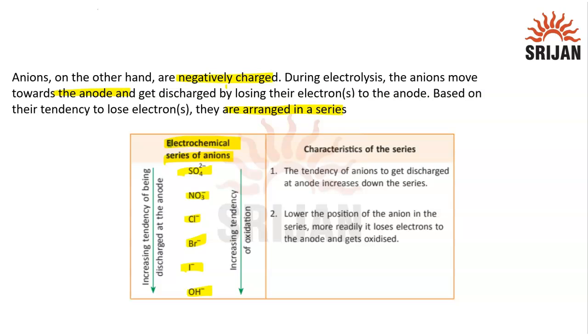The characteristic of the series is that the tendency of the anions to get discharged at the anode increases down the series. The lower the position of the anion in the series, the more rapidly it loses electrons to the anode and gets oxidized. I hope it is clear to you.